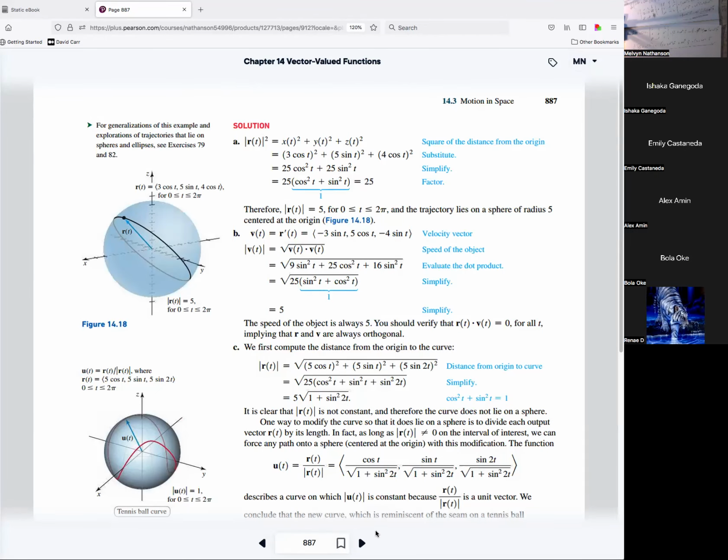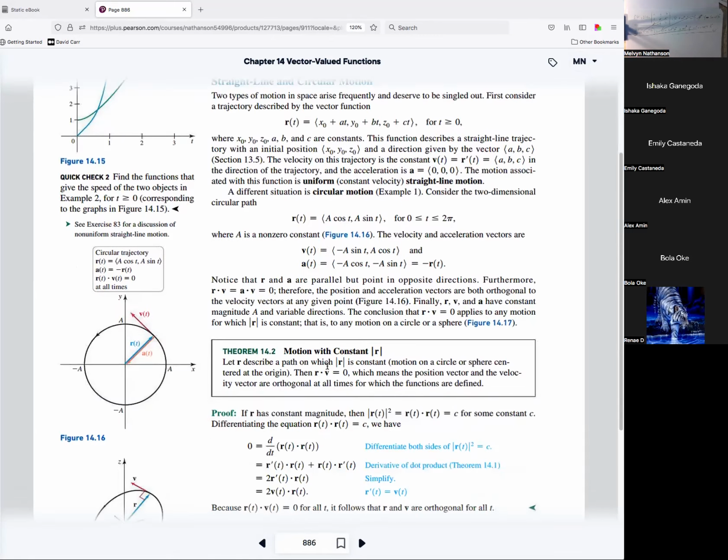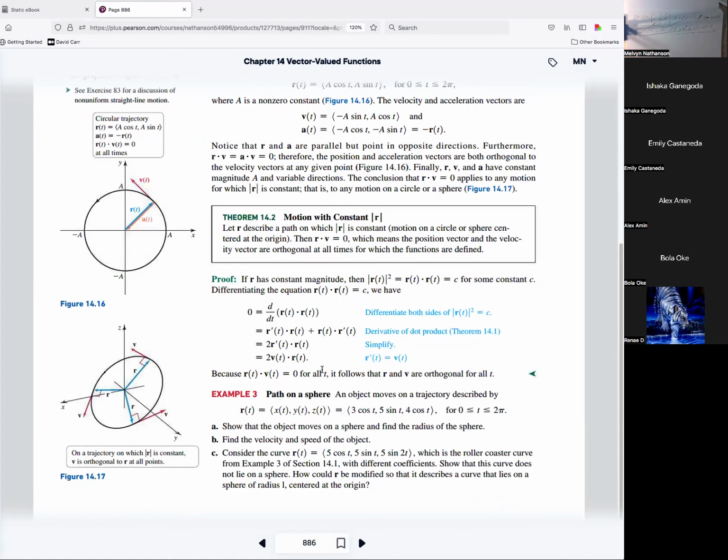So let me just describe one or two of the examples that are done in the text, and I'll do it on a piece of paper because it's easier to follow the details. So let's see what the problem is. This is about computing a path on a sphere.